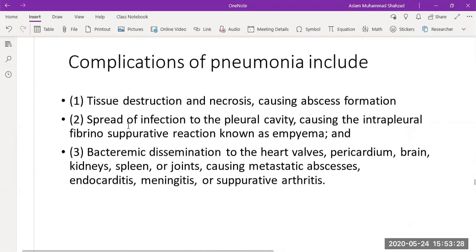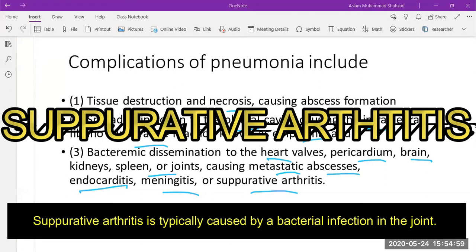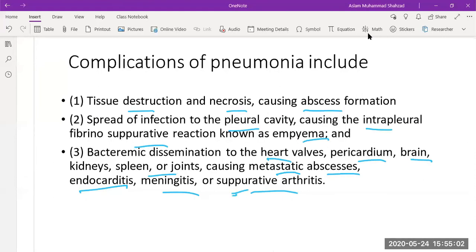Complications of pneumonia consist of tissue destruction, necrosis, and formation of abscess. Then the infection spreads to the pleural cavities, causing intrapleural fibrosuppurative reactions known as empyema. Then bacterial dissemination to different body parts such as heart valve, pericardium, brain, kidney, spleen, and joints, causing metastatic abscess formation that leads to endocarditis, meningitis, and suppurative arthritis. What is meant by suppurative? It means the formation of pus.